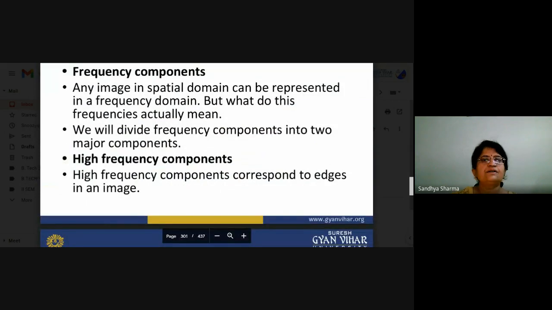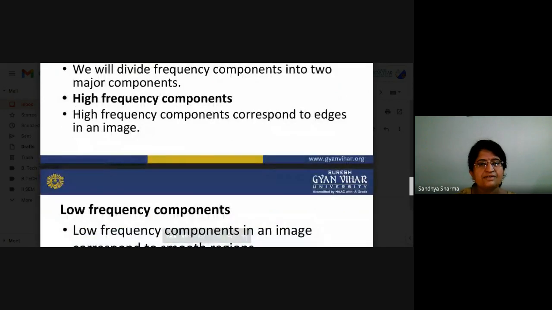Now there is the frequency component. What about the high frequency component and the low frequency component? We will discuss it a little bit. Any image in the spatial domain can be represented in the frequency domain. But what does this frequency actually mean? We divide the frequency components into two major components. If we are talking about the frequency domain, you first convert your images into the high frequency components, which correspond to the edges in the image. So those are basically the high frequency components.